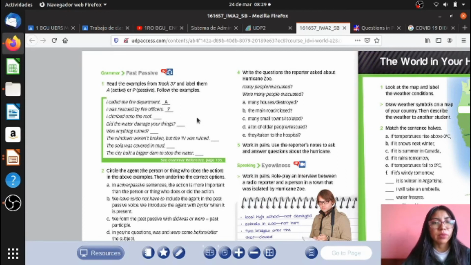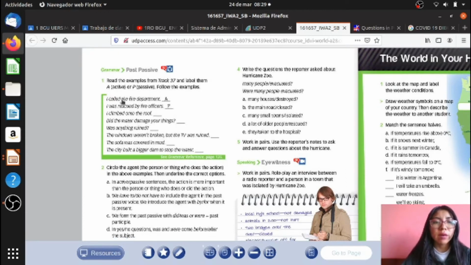Follow the examples. Pay attention here. You only have to put A or P if your sentence is active or passive. In this case, I called the fire department. That is an active voice. I was rescued by the fire officers.